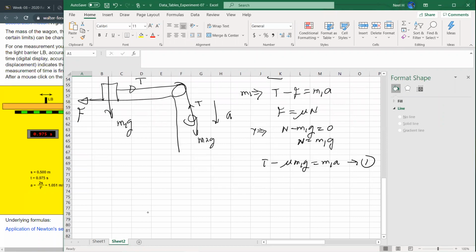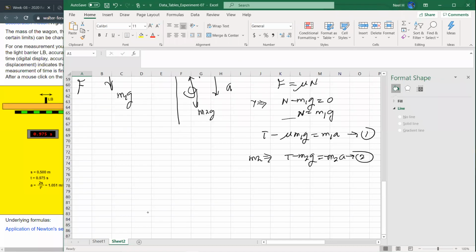So that's different than the previous. If you look at object number 2, M2, y-axis direction, you have T minus M2G equal to simply M2 times A in the negative direction. That is equation number 2. So again, it's the same thing we did earlier. You have two linear equations. You solve them linearly, right?